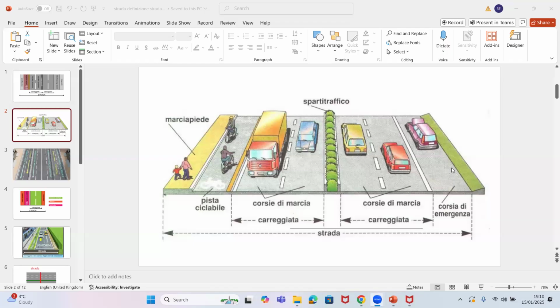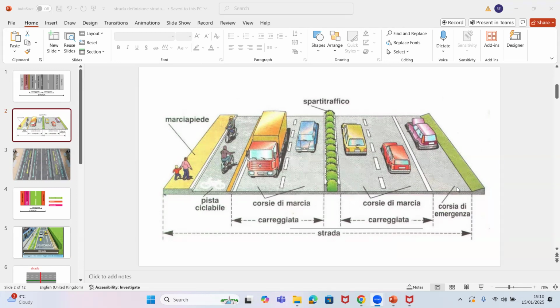Yes. I see you know that particular thing called corsia di emergenza, but you never answered my question. I don't even tell you the answer already. Look at this picture very well. See where the carreggiata is. See where the corsia di emergenza is. My question is, why do they say every corsia is inside the carreggiata except the corsia di emergenza?